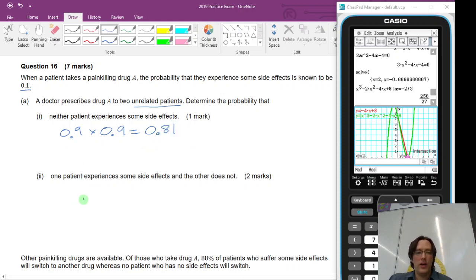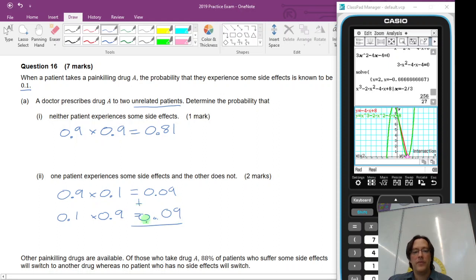Now, the probability that one patient experiences side effects and the other does not, it could be either the first patient doesn't have side effects and the second one does. Or it could be that the first patient has the side effects and the second one does not. Same number either way, but we've got to add them together to get our actual probability of one patient experiencing side effects and the other does not.